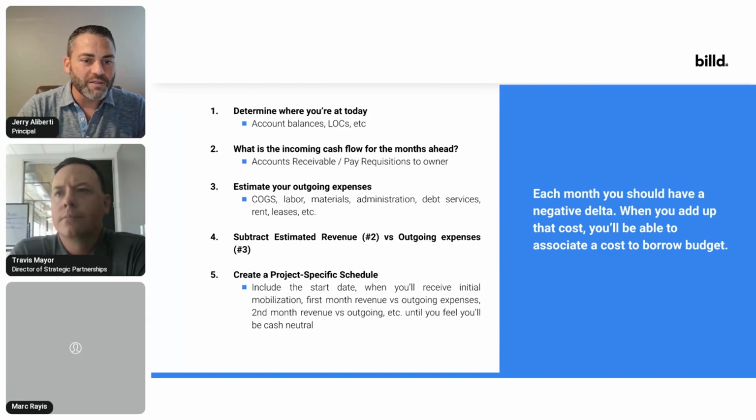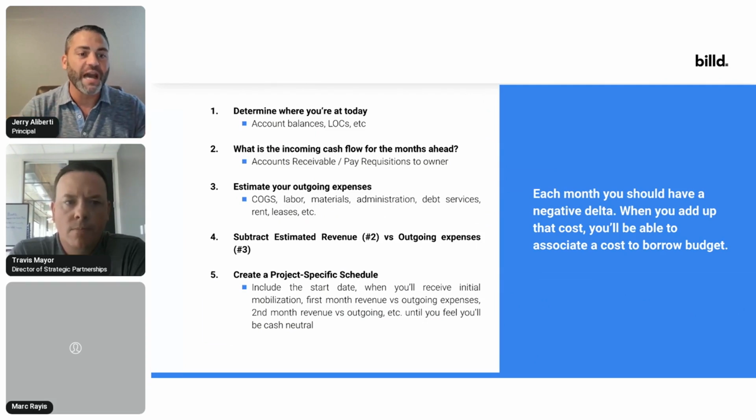Your next step is to subtract your outgoing expenses from your incoming cash on a per month basis, to kind of understand where you're going to be for the next 6+ months, per month, incoming versus outgoing. Now your next step is to take the future projects that you're going to be bidding and create a project-specific schedule.